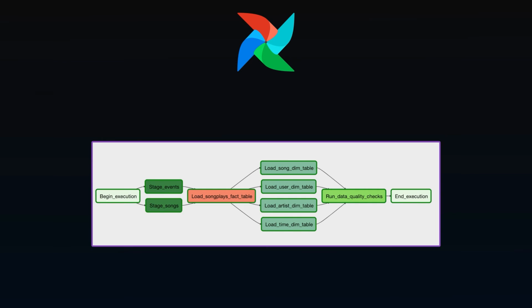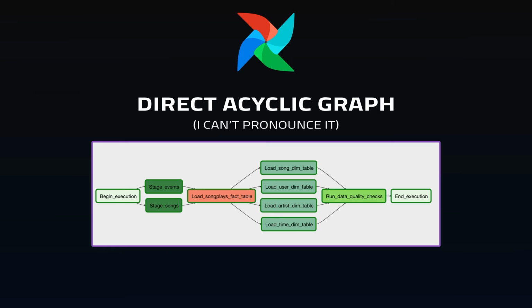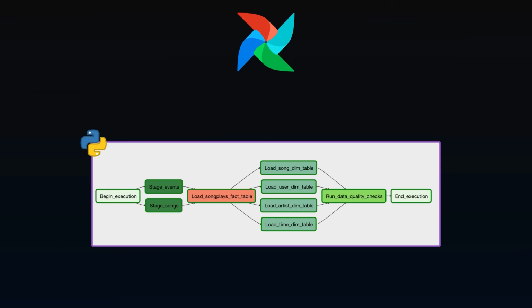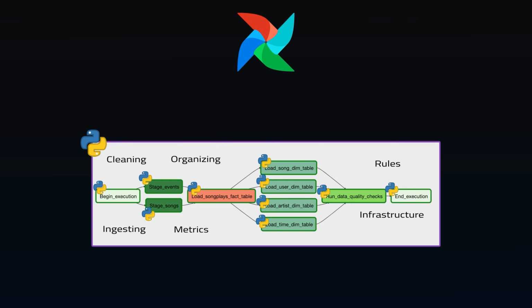It's centered around the concept of a DAG, Directed Acyclic Graph, which is a collection of tasks to run, organized for relationship and dependency. The DAG is usually a Python script with all these controller functions. And then each task is another script performing some function on the data, such as cleaning, organizing, ingesting, computing metrics, applying business rules, performing infrastructure tasks, or machine learning.